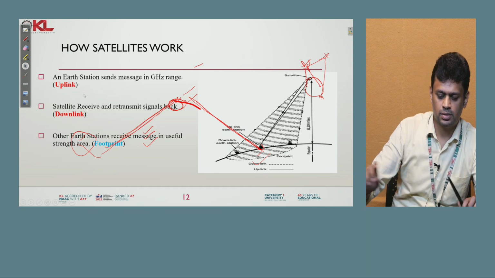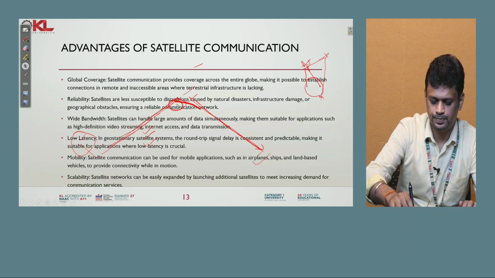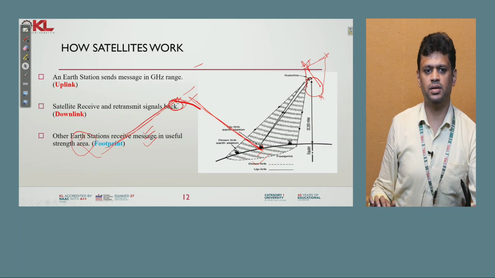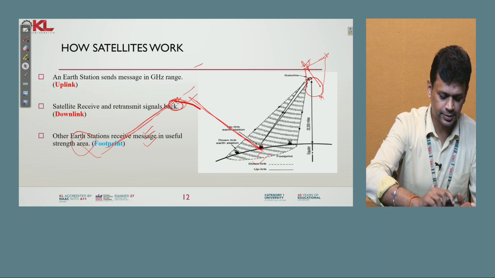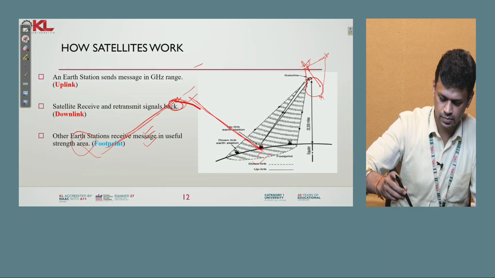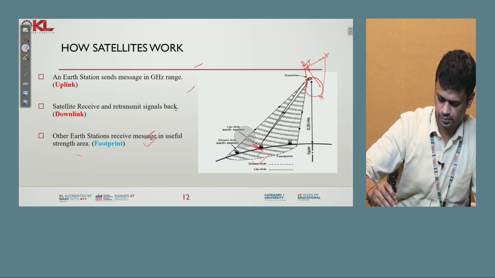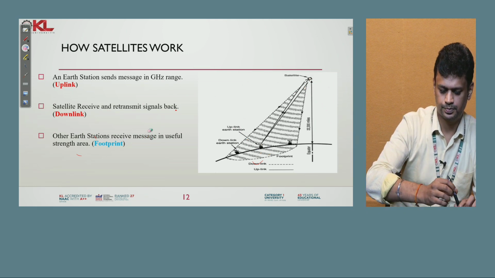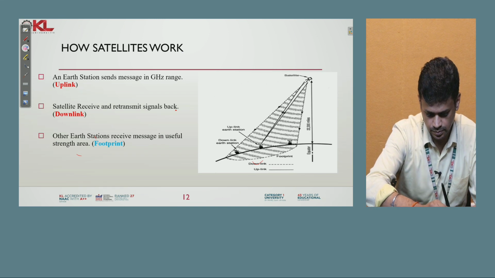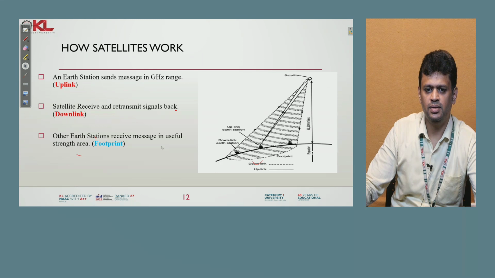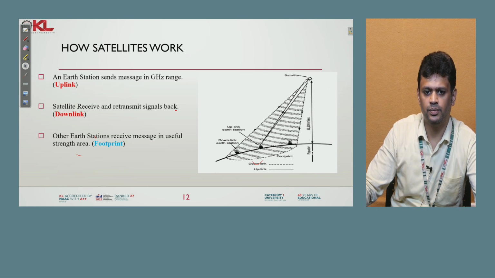So this, if you observe, this is the Earth station, and so this is your Earth station, where this is your downlink and this is uplink.